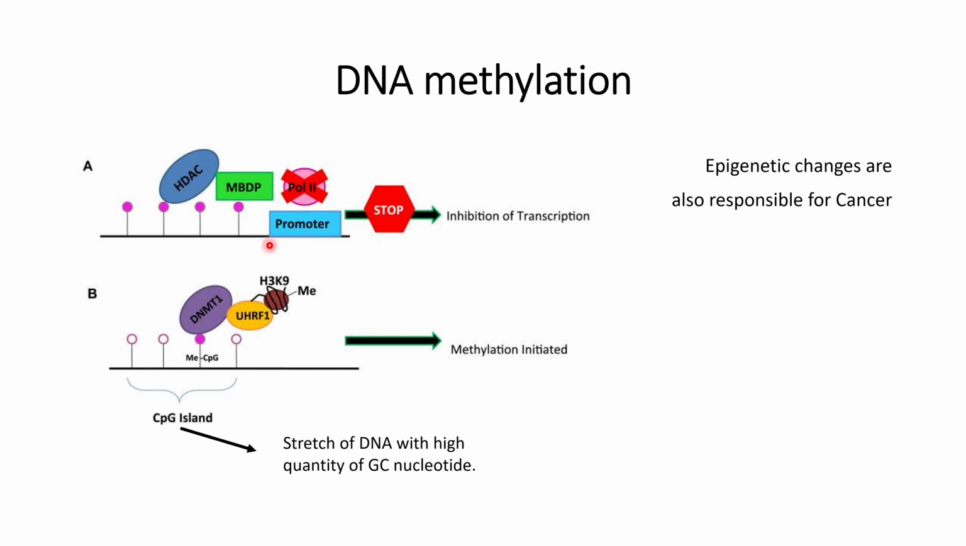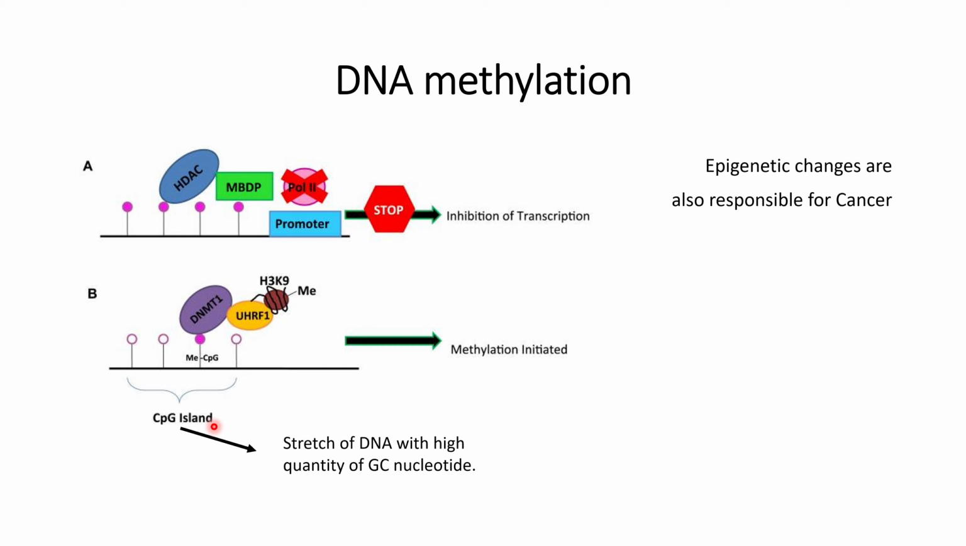So if this MBDP and HDAC bind on a section of the gene, it will prevent RNA polymerase 2, thereby preventing the final transcription of this gene, thus affecting the normal cell cycle of the cell. And this might happen to some of the important genes that are essential for a healthy cell cycle. The second thing that happens is methylation initiation. How is methylation initiated in a regular cell?